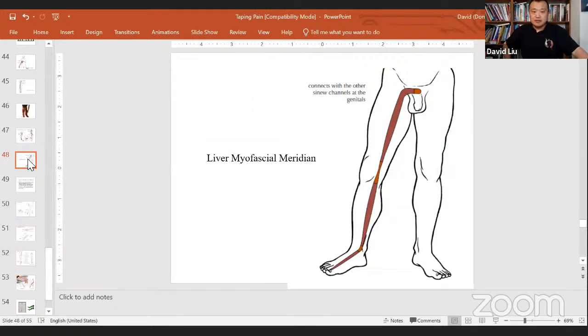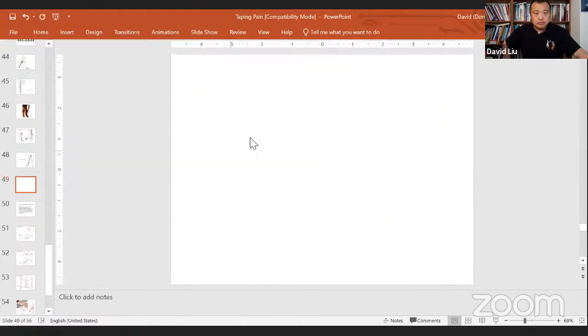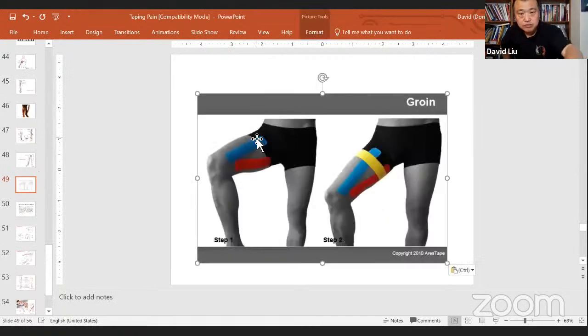There's the liver myofascial channel. We can see the channel can release the tension along the liver meridian, for example inner thigh pain, distal pain, big toe pain, groin pain. So those can significantly release the aching during a sport injury or during exercise.